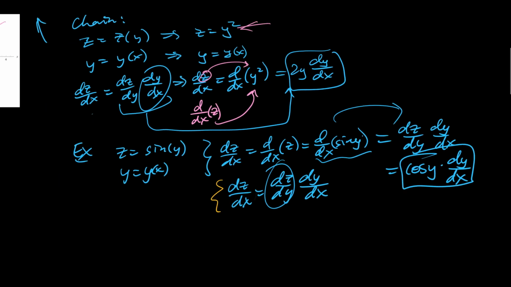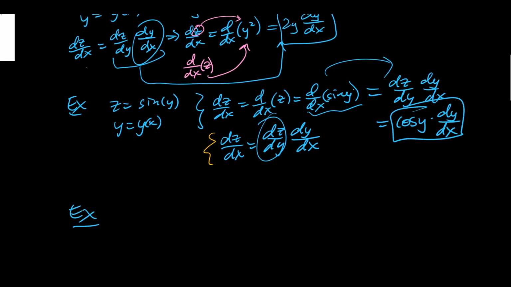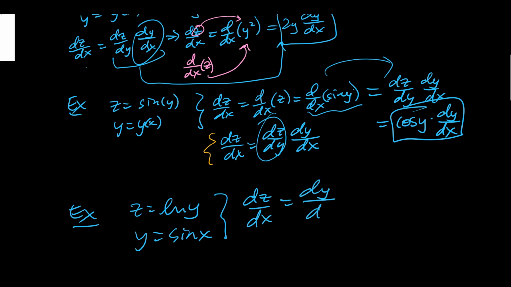All right, so let me try another one, because it takes a little while to get used to this. Suppose z is natural log of y, and y is some function of x. So I'll put in the function of x this time. Suppose y is, let's say, sine of x. If I want to find dz dx, I have to go through y first. So that's dz dy, and then dy dx.